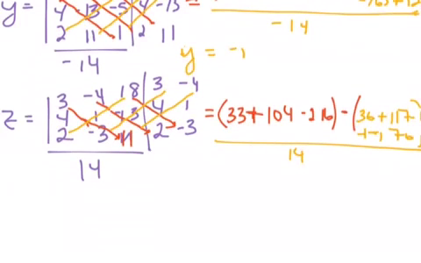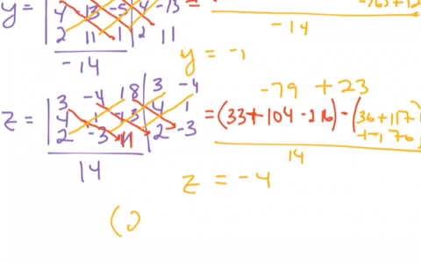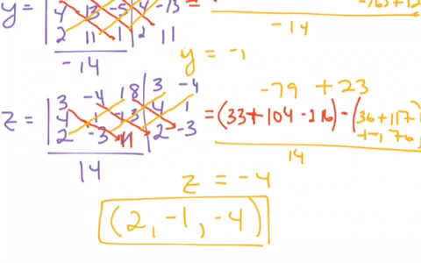All right, so 33 plus 104 minus 216 is negative 79. 36 plus 117 minus 176 is negative 23, so that's going to become minus a negative, so plus 23. So negative 79 plus 23 is negative 56, divided by negative 14 is negative 4. So I get my x value, which we determined was 2, my y value, which is negative 1, and z, which is negative 4. And there's my solution. So again, you're going to have a pop-up window for the last one for you to try on your own.